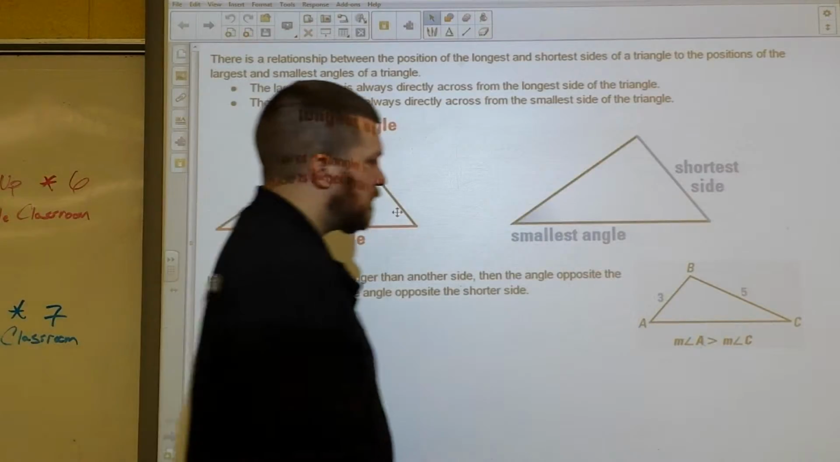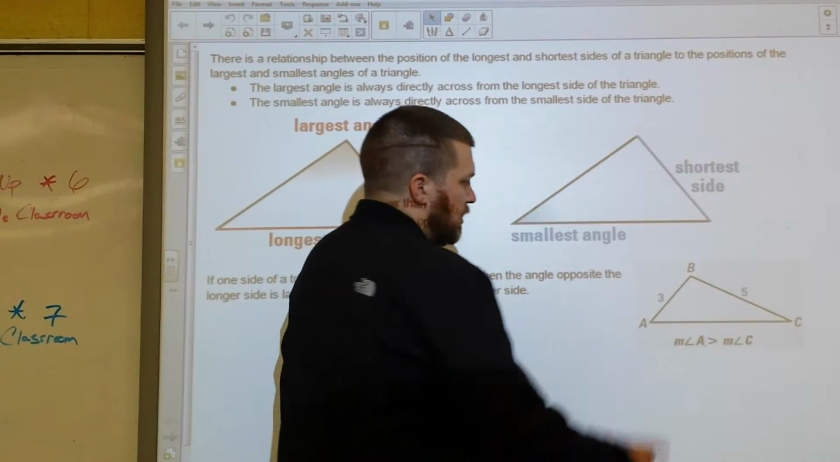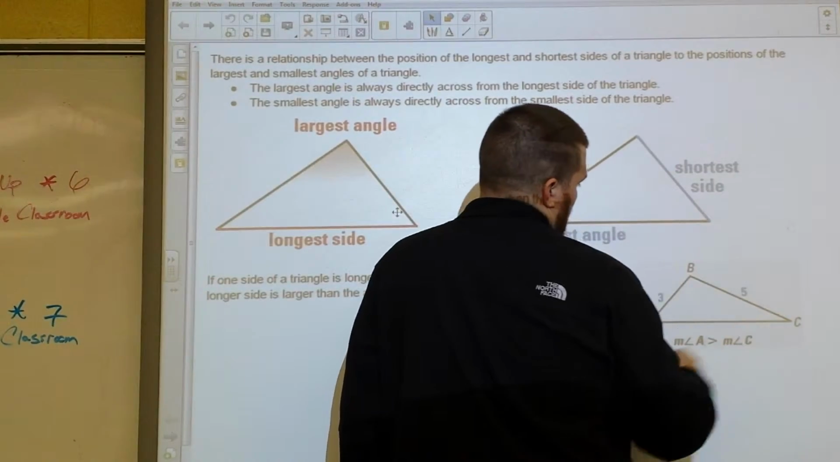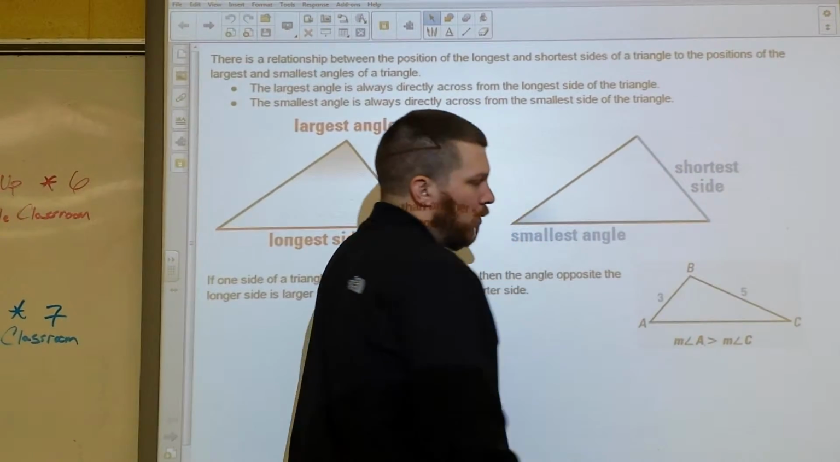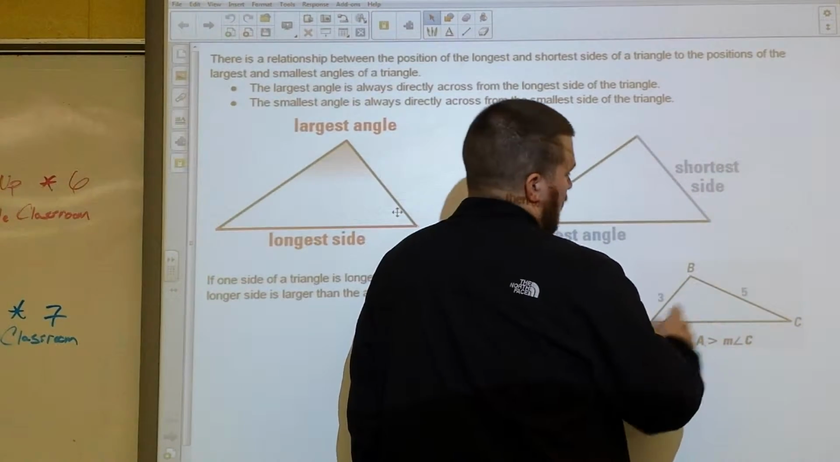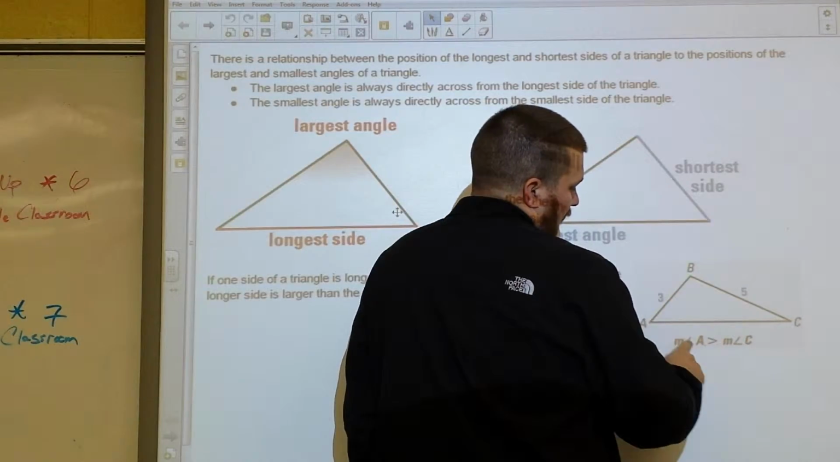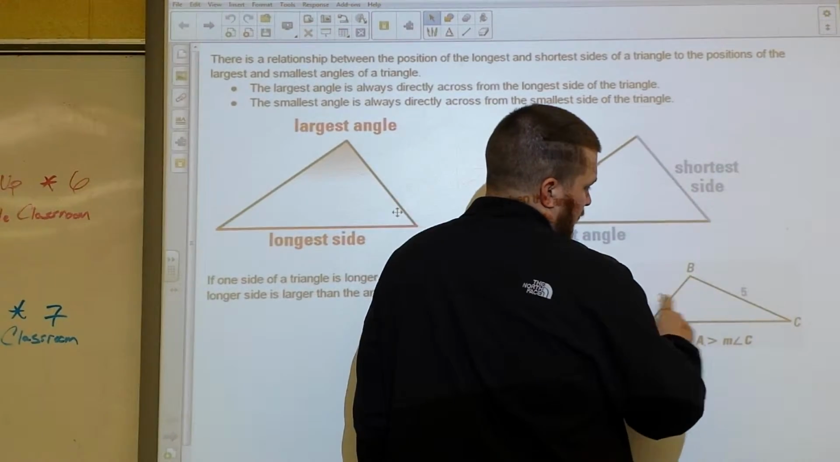So for instance, in this triangle ABC here, I know that BC is 5 and AB is 3. Well, what that tells me, since angle A is directly across from 5 and 5 is bigger than 3, then angle A has to be bigger than angle C.